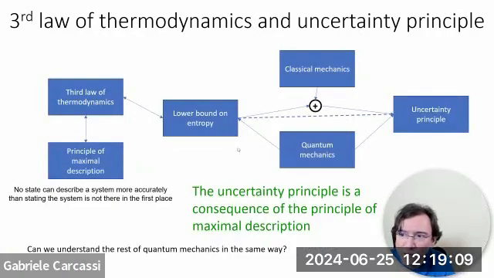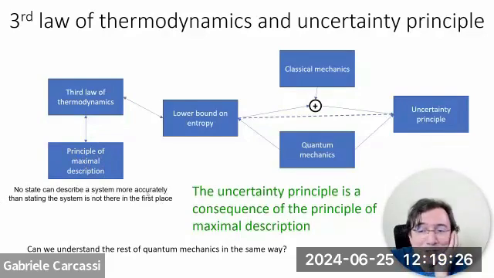So this is kind of the way that we think about it, is that we have this third law of thermodynamics that tells us that the entropy is zero. And we said this principle of maximum description, that no state can describe a system more accurately than stating that the system is not there in the first place. So it's sort of half a joke, half serious. But these two things are for us interchangeable. This gives this, and this leads to this. And we saw that this gives us a lower bound on entropy that in classical mechanics, we have to add to get an uncertainty principle.